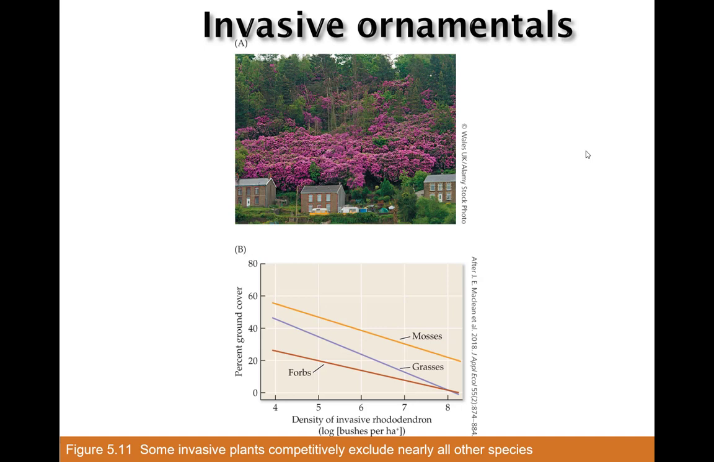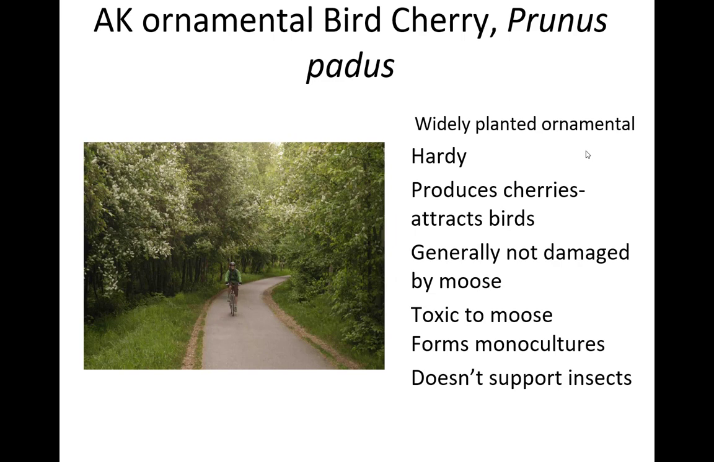Some ways we get invasive species are as ornamentals. This is a rhododendron that's invading, I believe, northern Europe, and as we bring in these ornamentals that look pretty, sometimes they escape and spread out into areas and decrease biodiversity. In Alaska, one of our ornamental invasive species is the European bird cherry, Prunus padus. We planted it because it's hardy, produces cherries that attract birds, and generally is not damaged by moose. This is a picture of it. The white flowers in this picture are on Chester Creek in Anchorage, and that's the bird cherry.